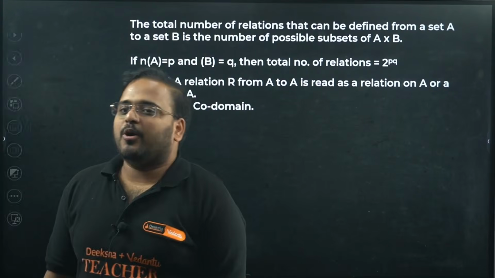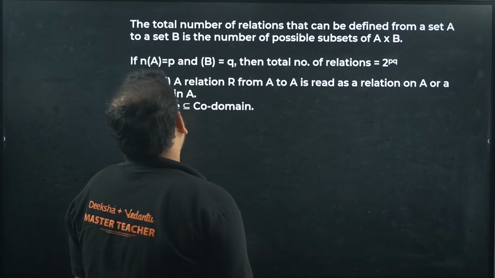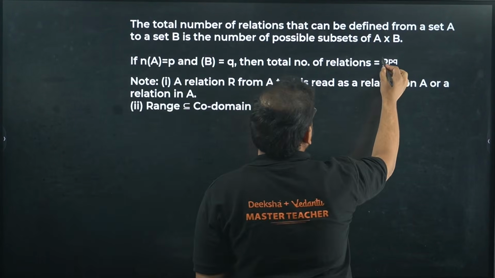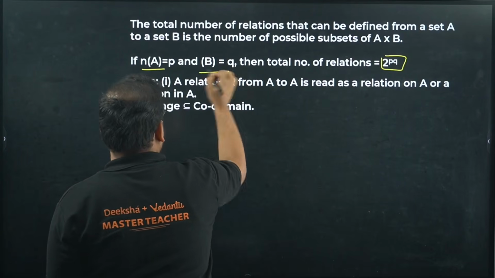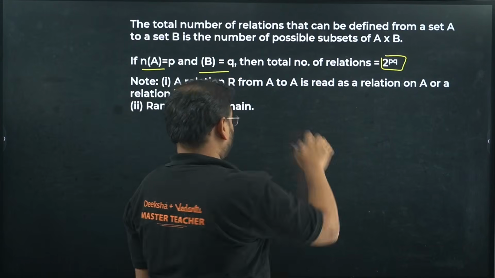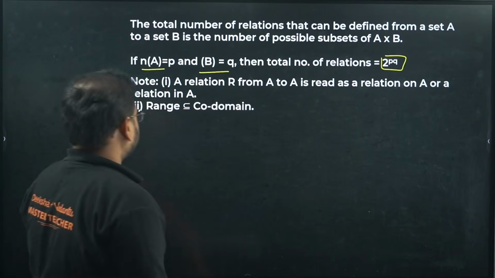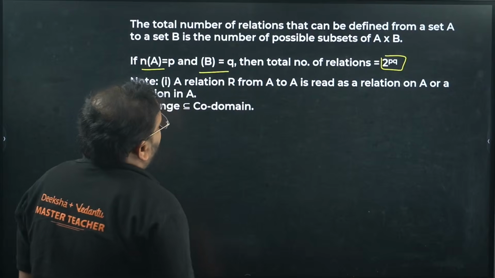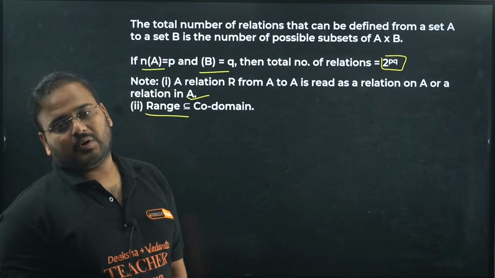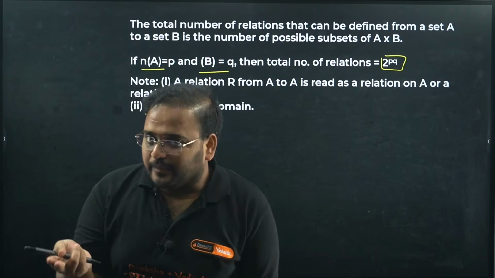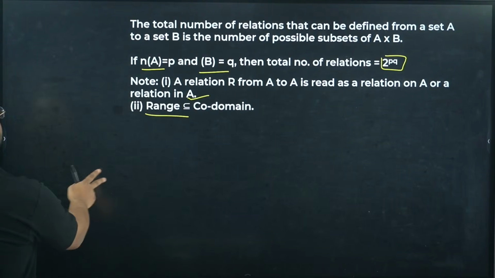The total number of relations that can be defined from a set A to a set B is the number of subsets of A cross B, given by 2 power P into Q. If P represents the cardinal number of set A and Q represents the cardinal number of set B, then the total number of relations is 2 power P into Q. Note: a relation R from A to A is read as a relation on A or a relation in A. Range is always a subset of the codomain, because range represents the second elements of the ordered pairs, while the codomain is the whole set B or set Y. Got it, sir. Great.